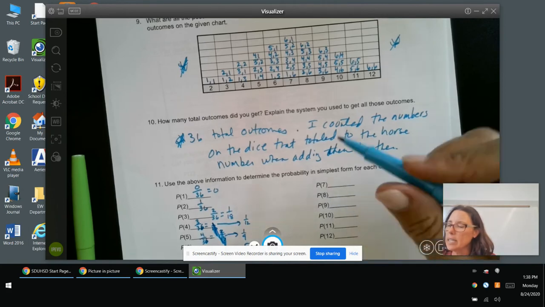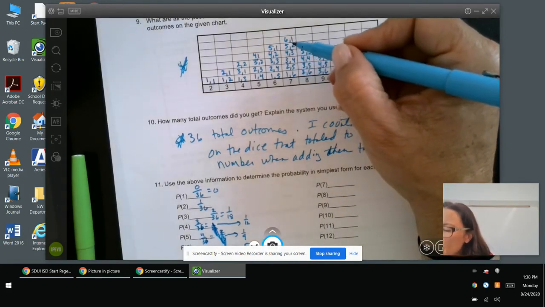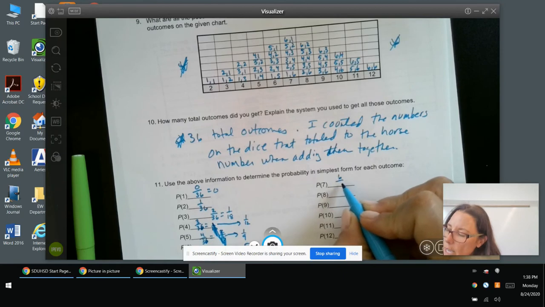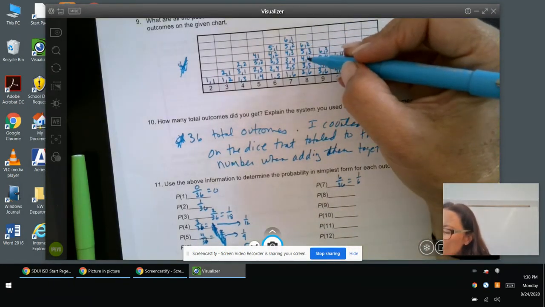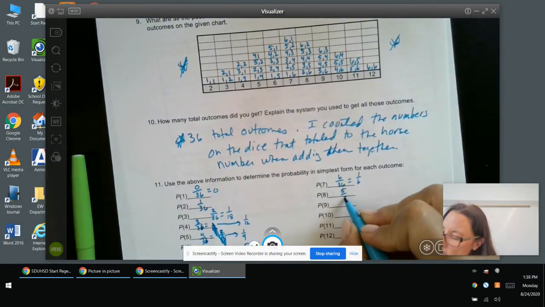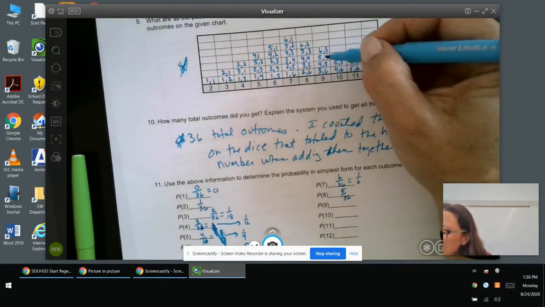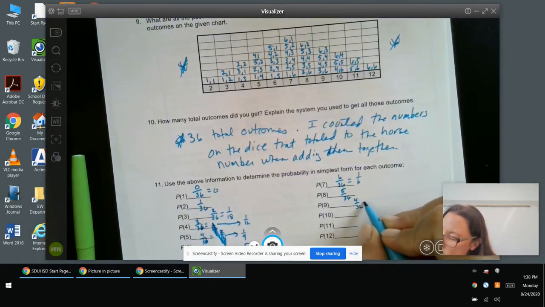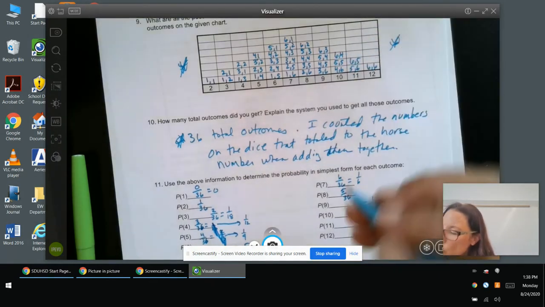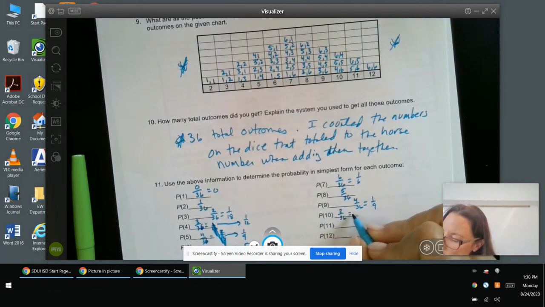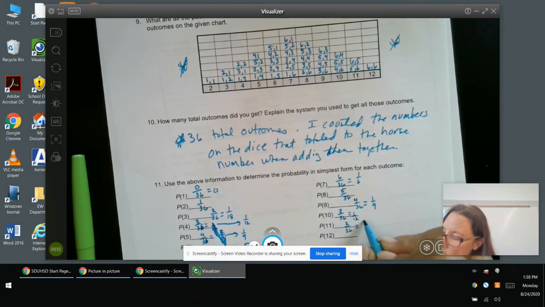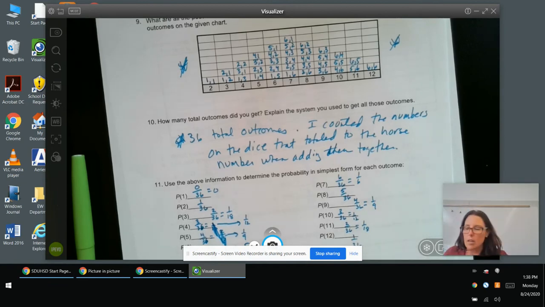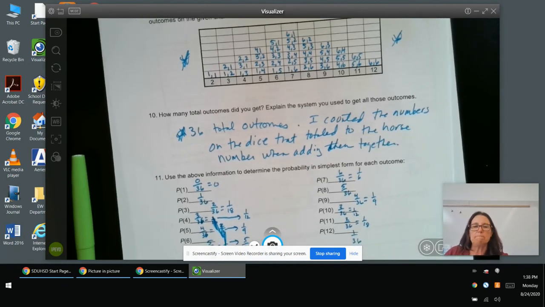Okay, probability of a 7. 1, 2, 3, 4, 5, 6 out of 36, which is 1/6. Probability of an 8: 1, 2, 3, 4, 5 out of 36. 9: 4 out of 36 reduces to 1/9. 10 is 3 out of 36, reduces to 1/12. 11 is 2 out of 36, which is 1/18. And 12 is 1/36.